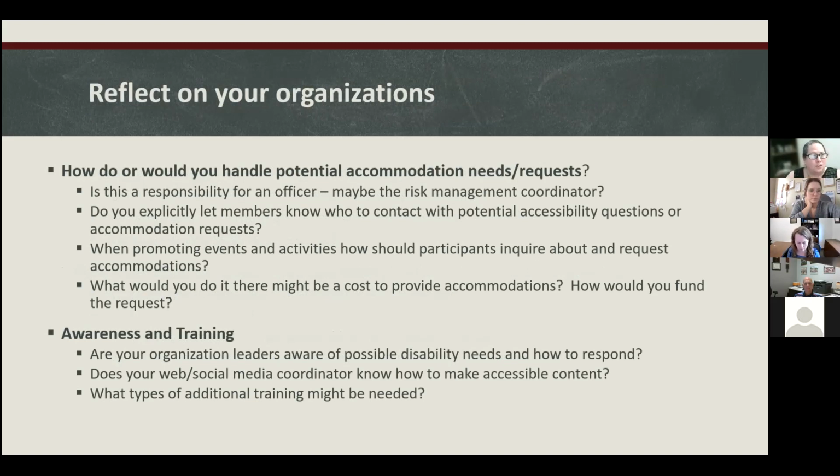Now, there could be a cost for accommodations. If you had to get an interpreter or convert things to different formats, there might be a cost. How would you fund it? I think Fish Camp found out they were doing it all the time, and trying to get special funding was not the best way, so they built it into their budget.